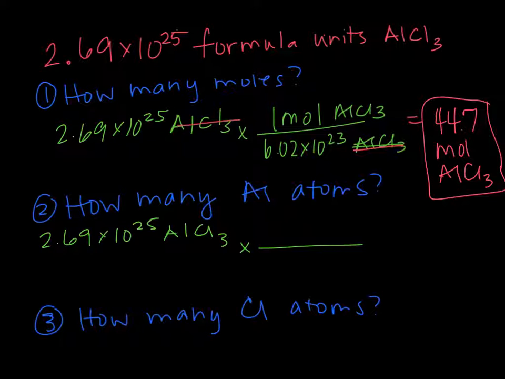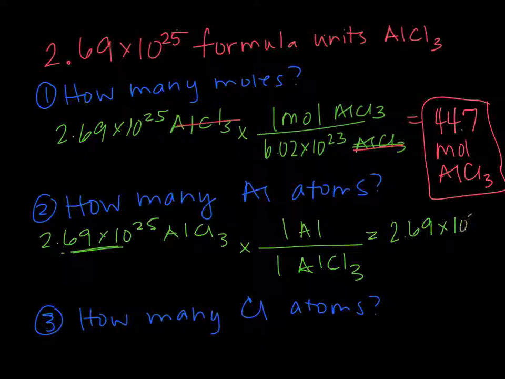So if this is how many formula units you have, if you have one formula unit, one AlCl3 only, then you only have one aluminum. So it's that simple. It's the same number because there's one aluminum in every single aluminum chloride, and this is how many aluminum chlorides you have. So I've got 2.69 times 10 to the 25th aluminums.